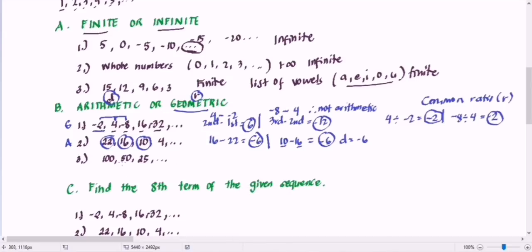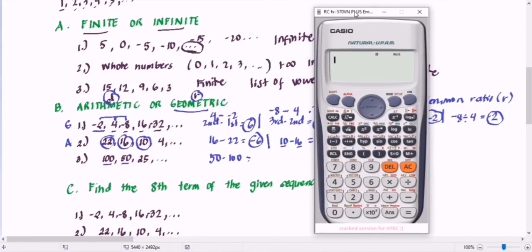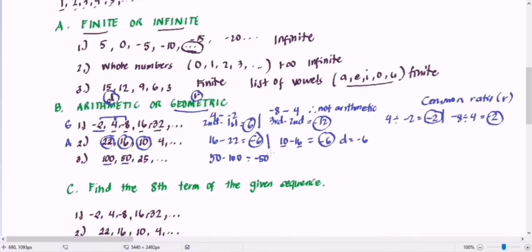So, dito, i-minus lang natin yung second minus first. So, ang second natin ay 50. Ang first term kasi ay 100. So, unahin nyo yung 50 minus 100. So, that is equal to, so, i-calculate natin. 50 minus 100. That is equal to negative 50. So, lagay lang dito negative 50.